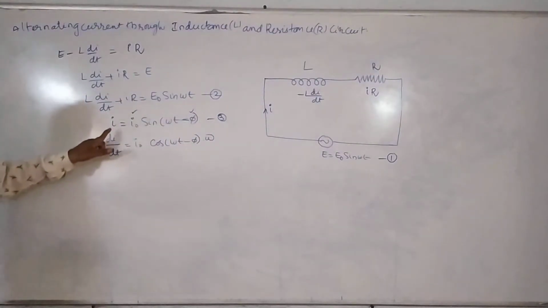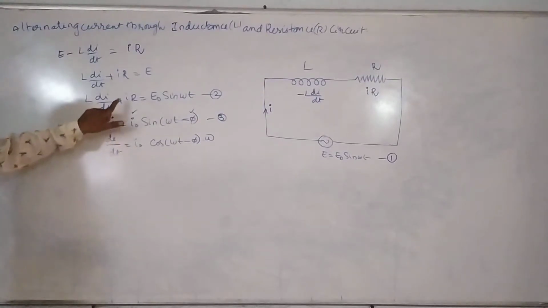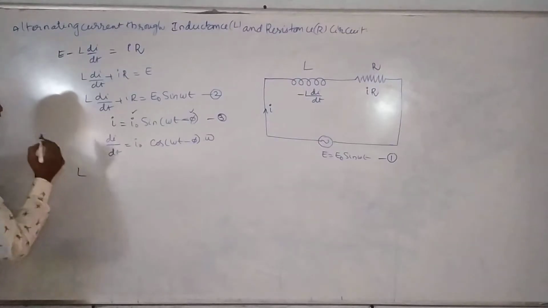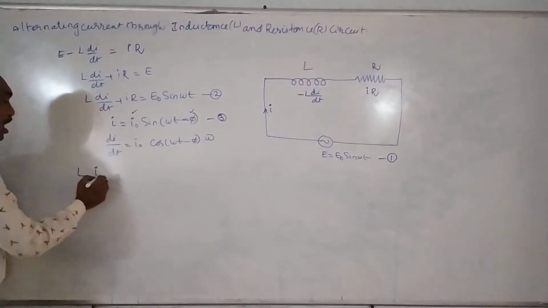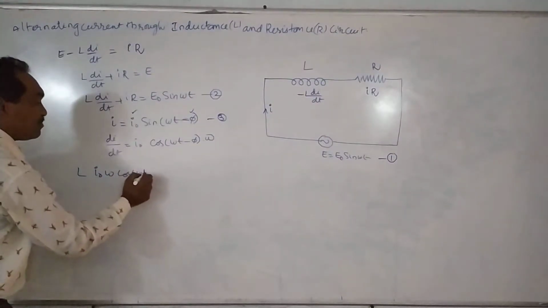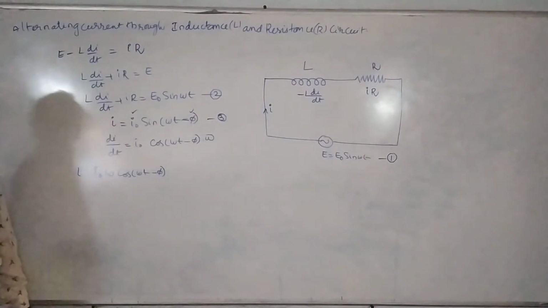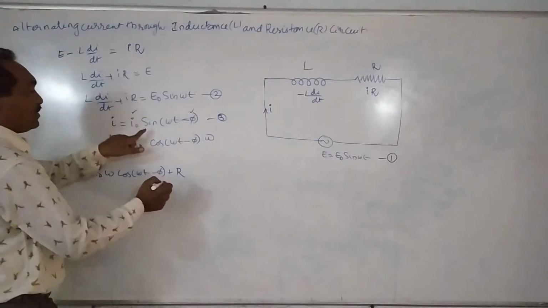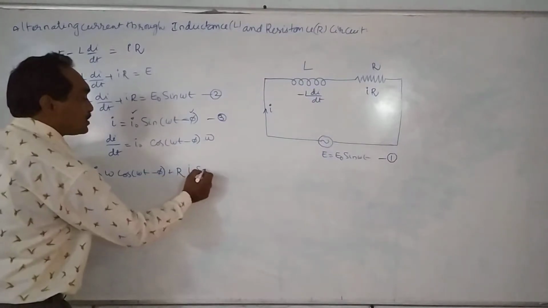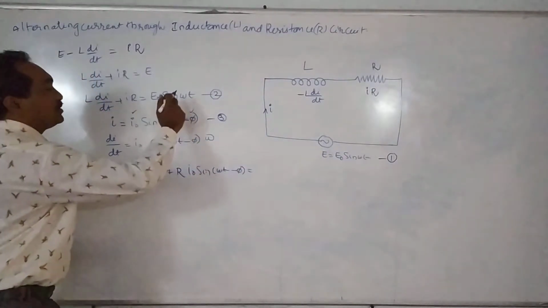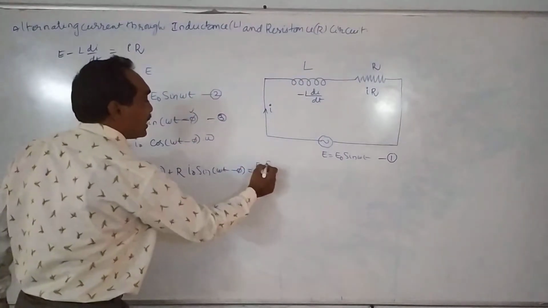When we substitute the values of I and di by dt into this equation, that is, L into di by dt, we get L into I naught omega cos omega t minus phi, plus R into I, which is I naught sin omega t minus phi, equal to E naught sin omega t.